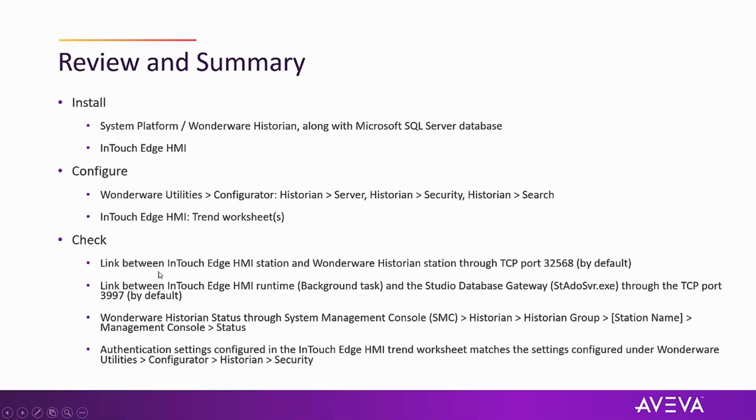And to check, you need to make sure that InTouch Edge HMI can connect to Wonderware Historian through the TCP port 32568 by default, or whatever you configured for the Wonderware Historian, that the InTouch Edge HMI background task can connect to the Studio Database Gateway, typically locally, through the TCP port 3997 by default, that the status for the Wonderware Historian on the SMC indicate that the Historian is up and running, and that the security settings configured in Wonderware Historian match the security settings for authentication configured in InTouch Edge HMI. And like I showed in the tutorial, use the built-in tools in InTouch Edge HMI and Studio Database Gateway to monitor the connection with Wonderware Historian and troubleshoot based on the error messages, if any, that you see there.